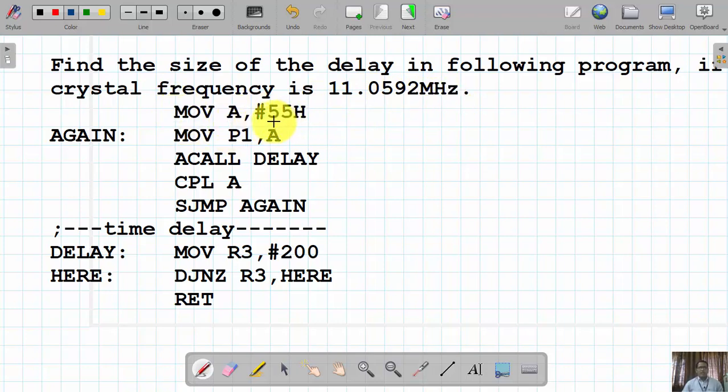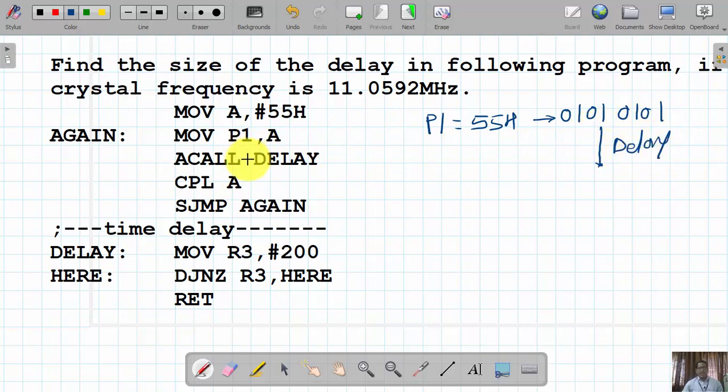So MOV A, #55H, MOV P1, A. So what we are doing initially, I am sending P1 equal to 55H. Right? So corresponding to 55, what will be my value? So it's 0101 0101. Right? And then we are calling the delay. Then CPL complements the content of accumulator, and SJMP again means we are going to send the complemented content on to P1. So what's the new value? It's 1010 1010, and again the delay calculation.